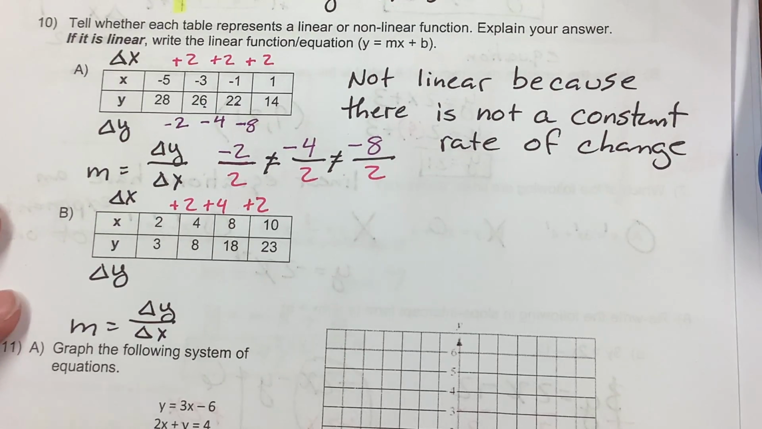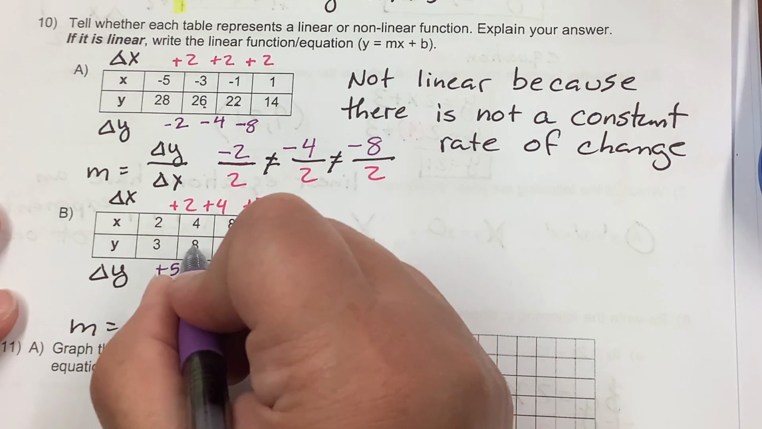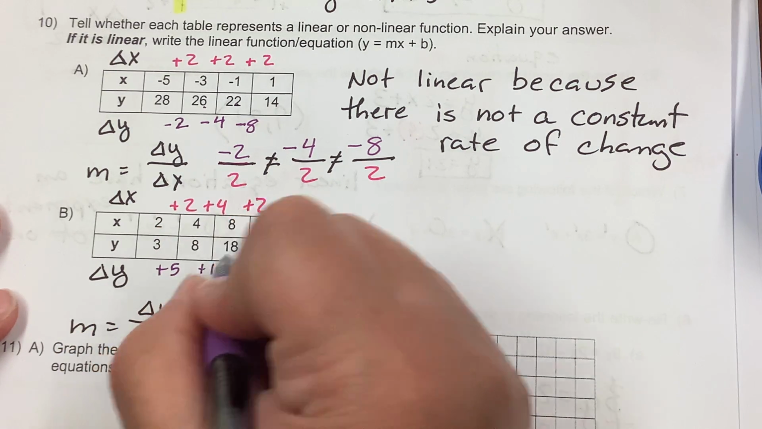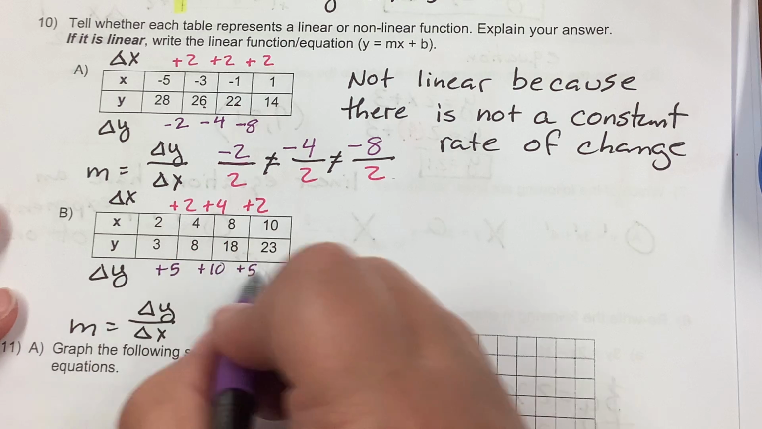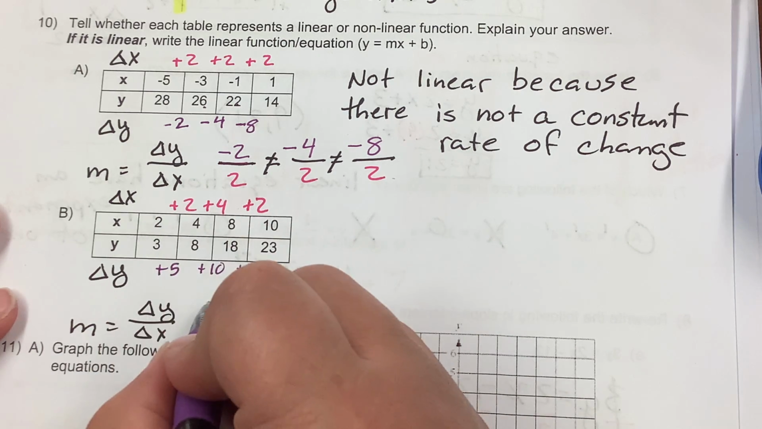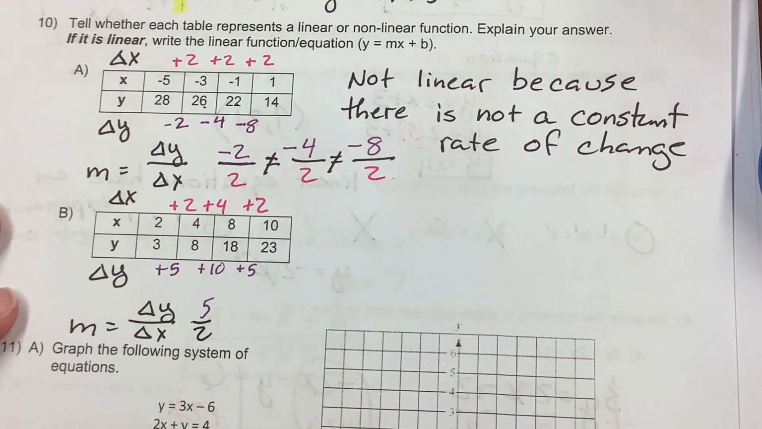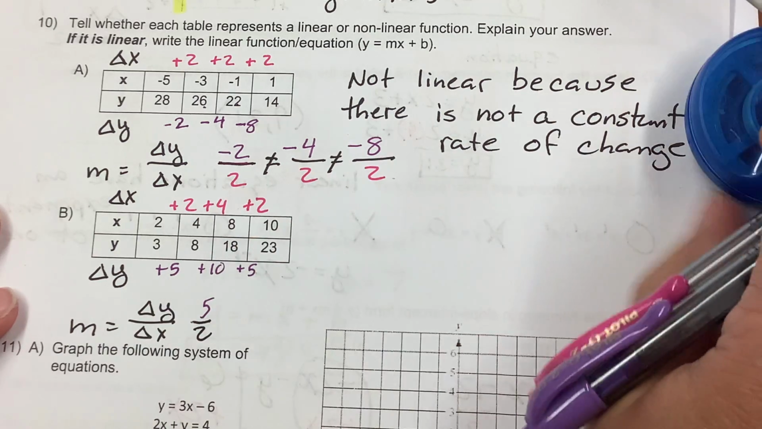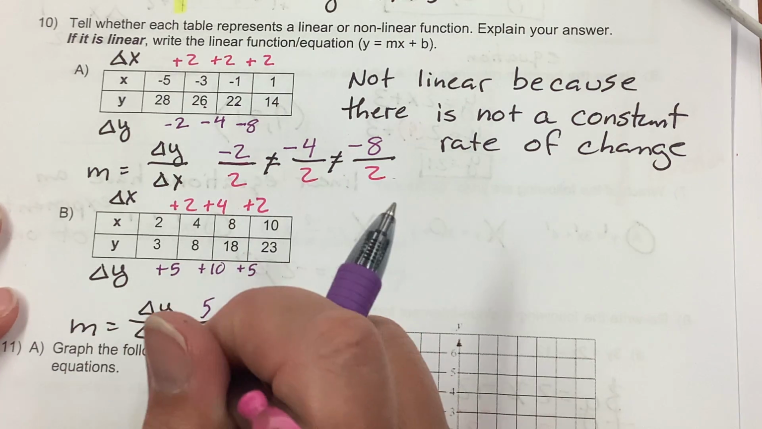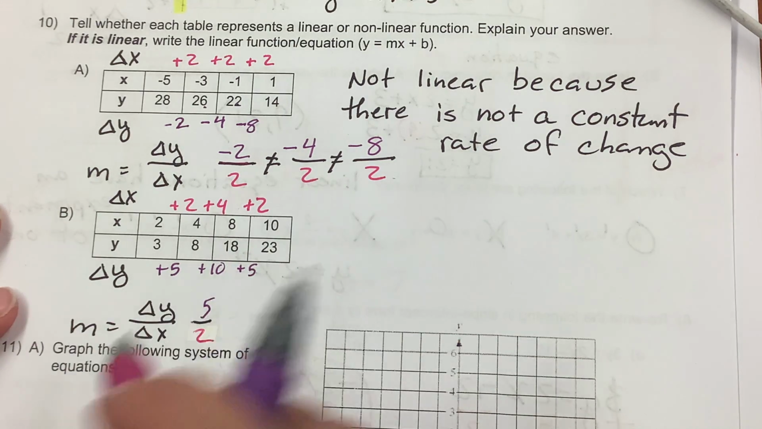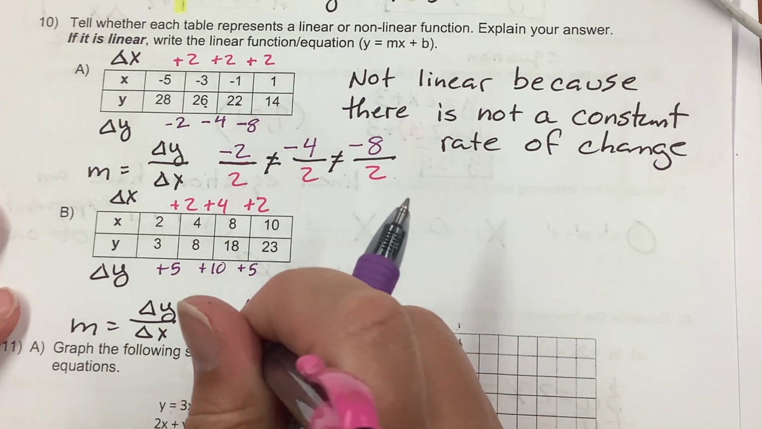We'll keep that. Then on the bottom, to get from 3 to 8, I add 5. To get from 8 to 18, ooh, I'm going to add 10. And to get from 18 to 23, back to adding 5. So I now have 5 over 2. And, oops, that's supposed to be a pink 2 on the bottom. You start off all nice and color coordinated, then you muck it up. Here we go. And let's see, the next one is going to be 10 over 4.